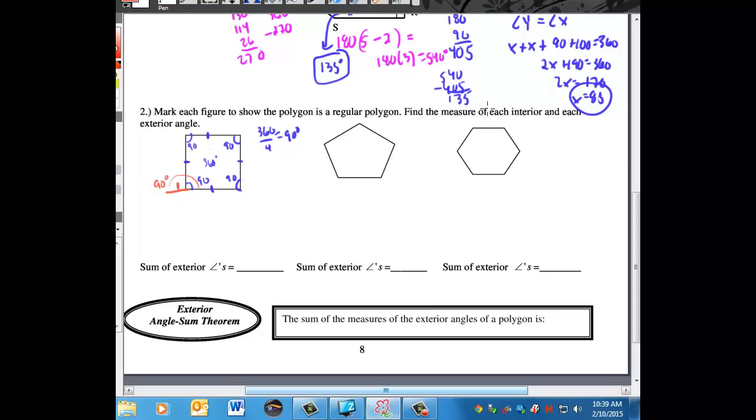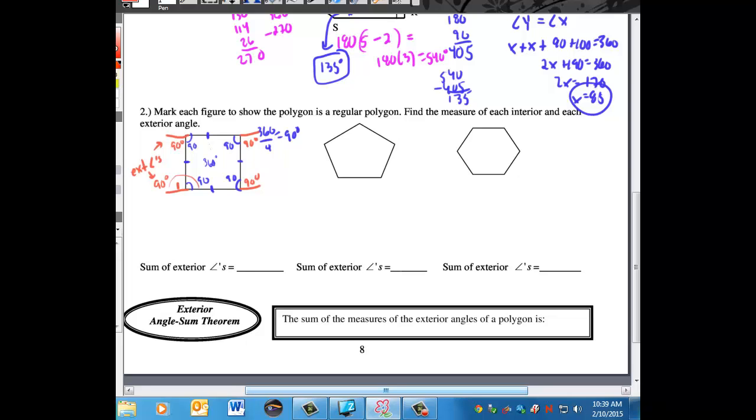Now we have to find the measure of each interior and each exterior angle, so we have to do this a few more times. So let's extend out this line. This is also going to be 90 degrees. And I'm going to put EXT for exterior angles to remind us. And then we extend out this line, 90 degrees. We extend out this line, 90 degrees.